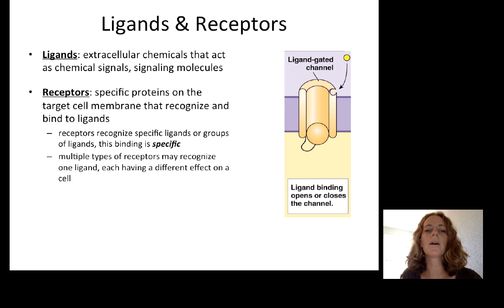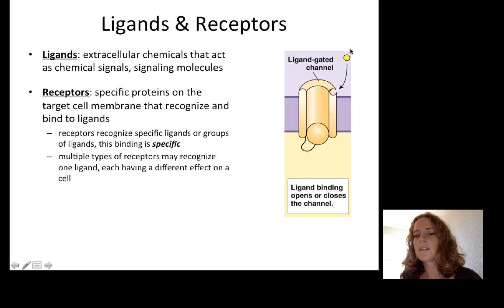So let's talk a little bit more about ligands and receptors. So ligands, also pronounced ligands, I've heard it both ways, are extracellular chemicals. So it's really just another word for chemical. Okay, so a ligand is a chemical that acts as a signaling molecule. So it's released by one cell to interact and talk to, or send a message to, another cell. So it's really a chemical message.